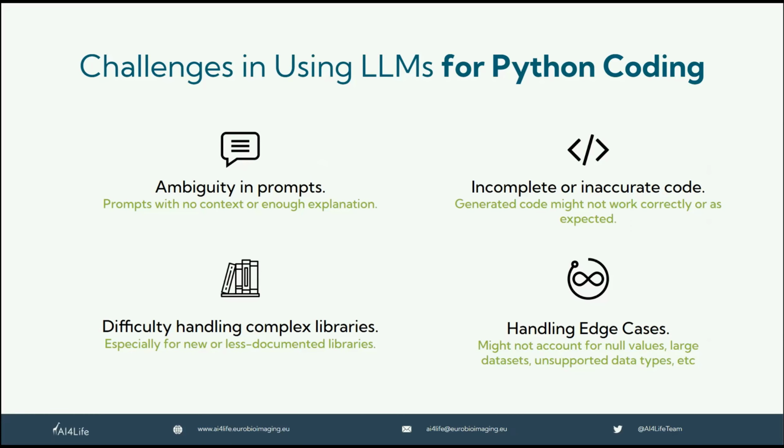The second part would be incomplete or inaccurate code. That would be because ChatGPT or an LLM or a chatbot is not able to run the code and check how it's going. So it might not get what you were expecting. Also, this can be due to ambiguity in prompts, of course.